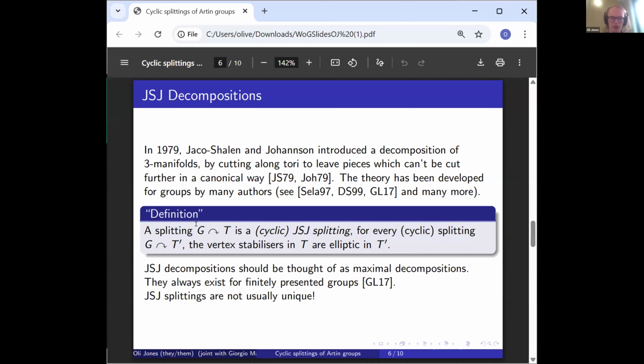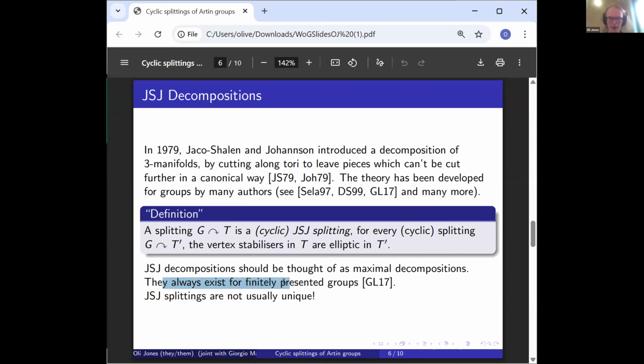Okay, so we say that a splitting, which is nothing but an action of a group on a tree, is a cyclic JSJ splitting if for every other cyclic splitting, so every other action of G on some tree T prime with cyclic edge stabilizers, all of the groups that are elliptic in T are elliptic in T prime as well, where elliptic is just fixing a point. So it's some kind of maximal splitting. It says we can't decompose any further because these vertex stabilizers don't split, so we can't have more stuff acting loxodromically than we already do somehow.